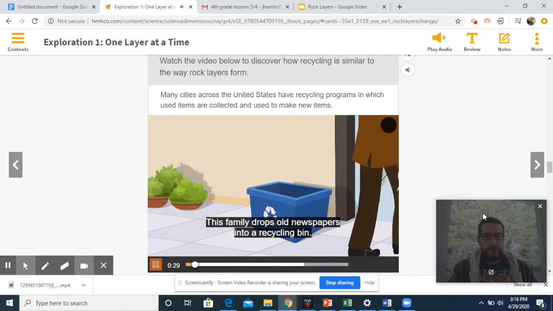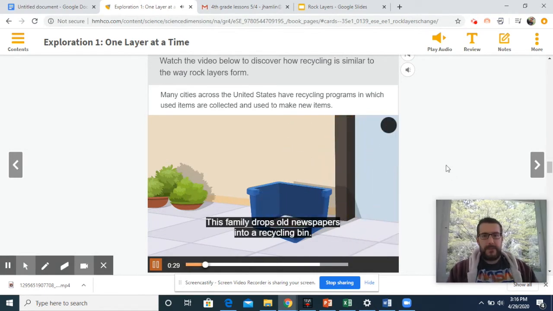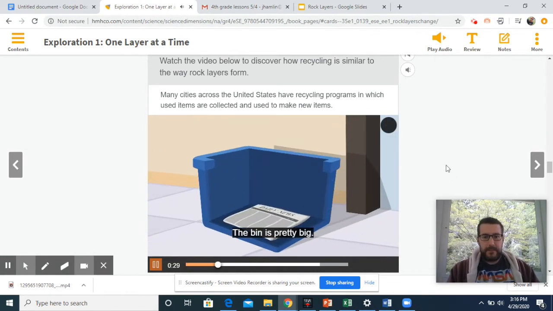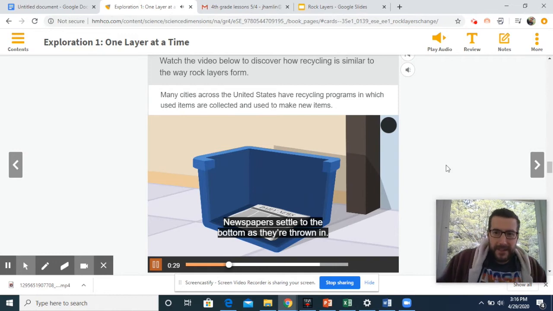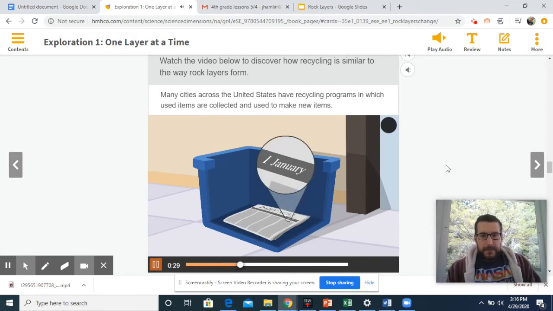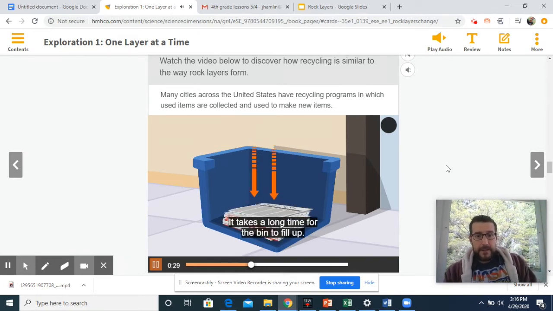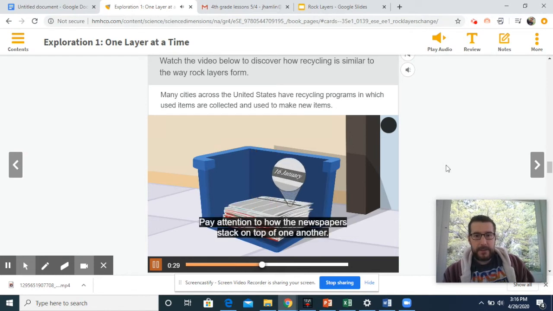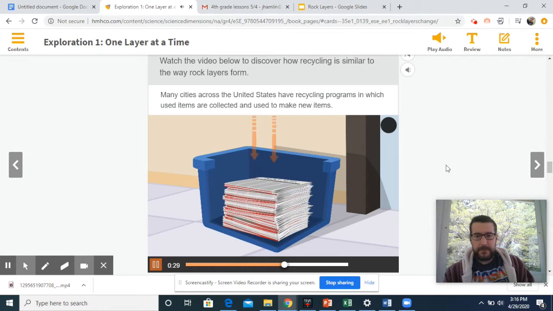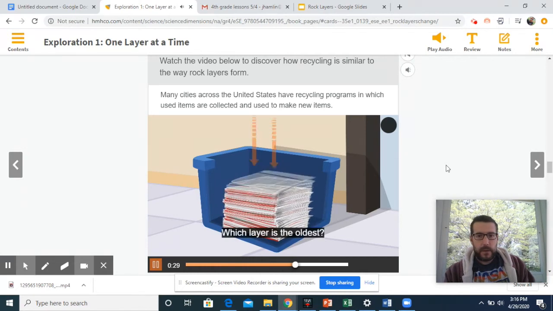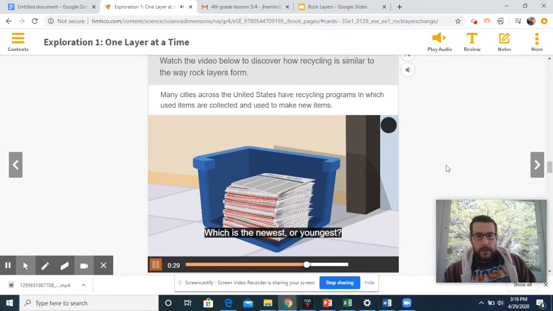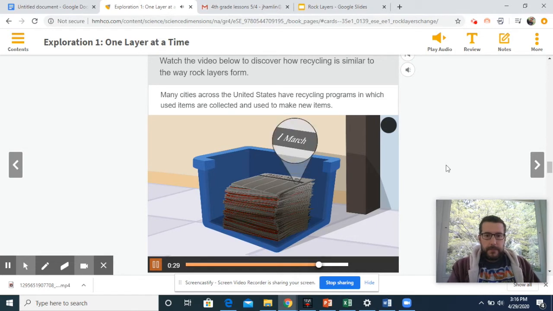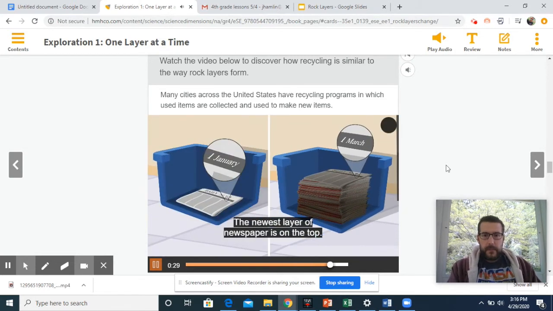This family drops old newspapers into a recycling bin. The bin is pretty big. Newspapers settle to the bottom as they're thrown in. It takes a long time for the bin to fill up. Pay attention to how the newspapers stack on top of one another. Which layer is the oldest? Which is the newest or youngest? The newest layer of newspaper is on the top.